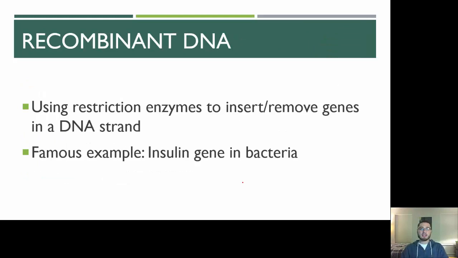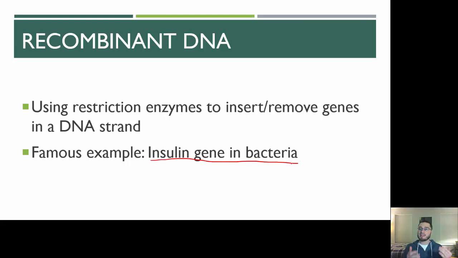And recombinant DNA is going to be using restriction enzymes to insert or remove genes in a DNA strand. So we talk about recombinant DNA whenever we're talking about gene editing, changing genes. A famous one is in bacteria. In bacteria, we've actually been able to take genes out of bacteria and fit in human genes. So now they have the code for how to make insulin, and that's how we actually make insulin for diabetic patients, humans that need that insulin. They need to inject insulin.